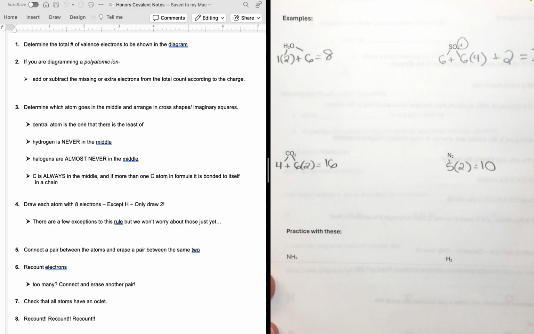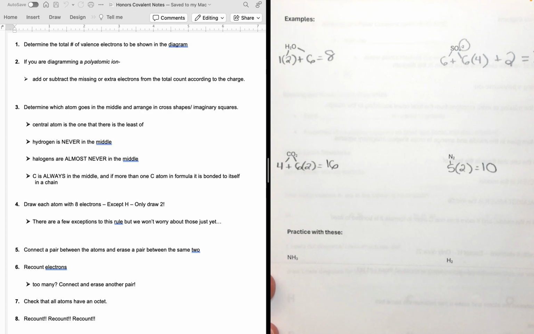Halogens are almost never in the middle because they have 7 valence electrons. They only want to form 1 bond as well. And if carbon is in the compound, carbon is always going to be in the middle. And if there's more than 1 carbon atom in the formula, it is bonded to itself in a chain. So we'll do one of those examples together in class at a later date.